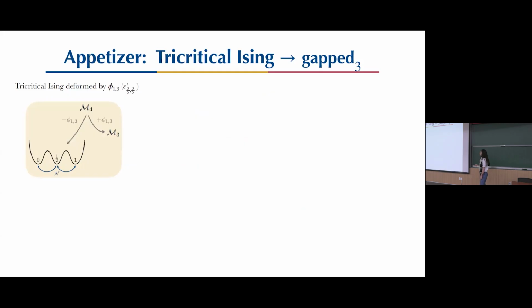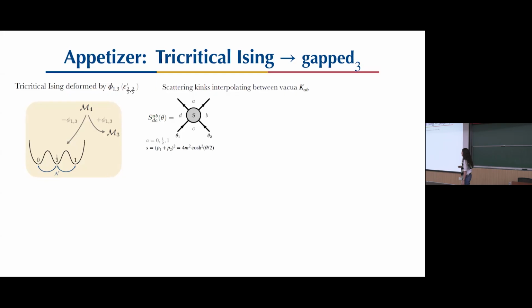Okay, so as an appetizer and a good example to keep in mind in the rest of the talk, let me tell you about a specific RG flow. That is a flow from the tricritical Ising model, which is the second unitary minimal model, into a gapped phase. So if you deform this minimal model with this phi13 operator, depending on the sign of the deformation, you either flow into the previous minimal model, that is critical Ising, or to a gapped phase where you have 3 degenerate vacua.